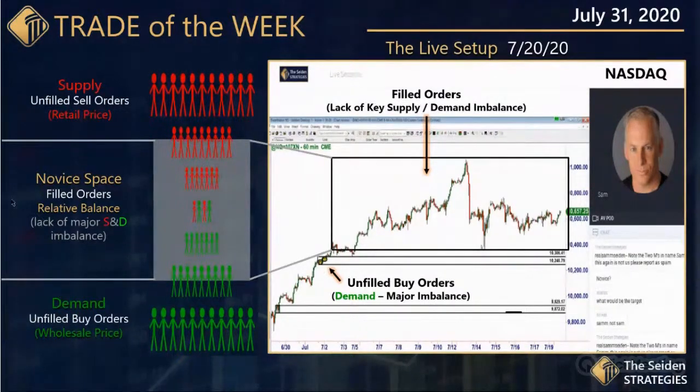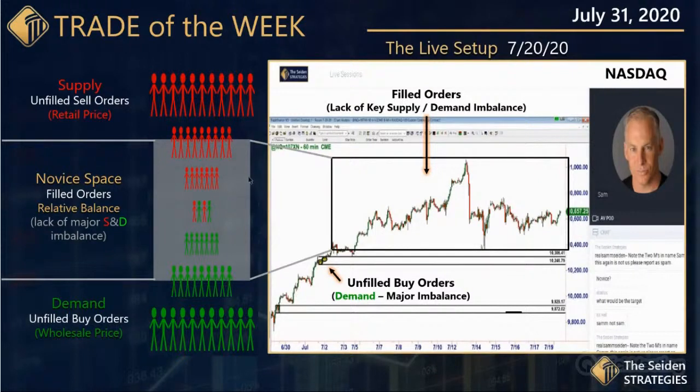So we have two things. We have the structure of a supply-demand zone, and then we have the location of a supply-demand zone. And this is another big thing that people get wrong. And why that is, we can talk about at another session.